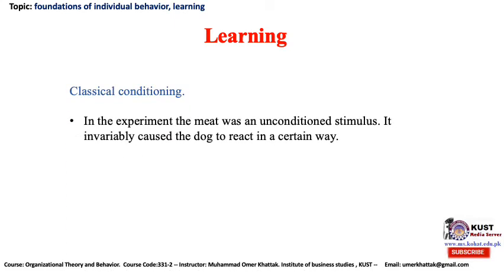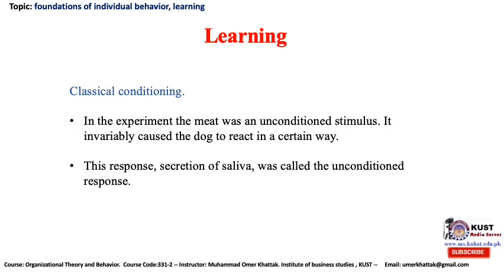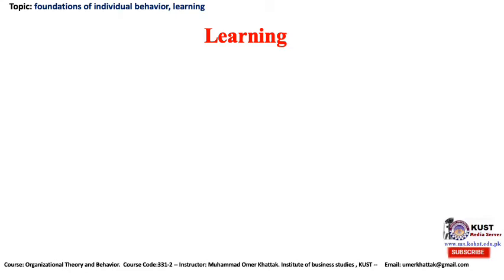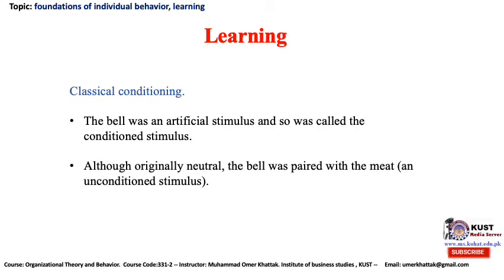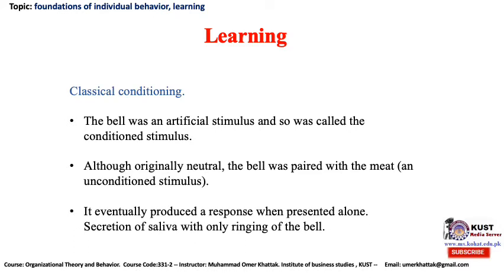In the experiment, the meat was an unconditioned stimulus. It invariably caused the dog to react in a certain way. This response, secretion of saliva, was called the unconditioned response. The bell was an artificial stimulus and so was called the conditioned stimulus. Although originally neutral, the bell was paired with the meat, an unconditioned stimulus. It eventually produced a response when presented alone, secretion of saliva with only ringing of the bell.